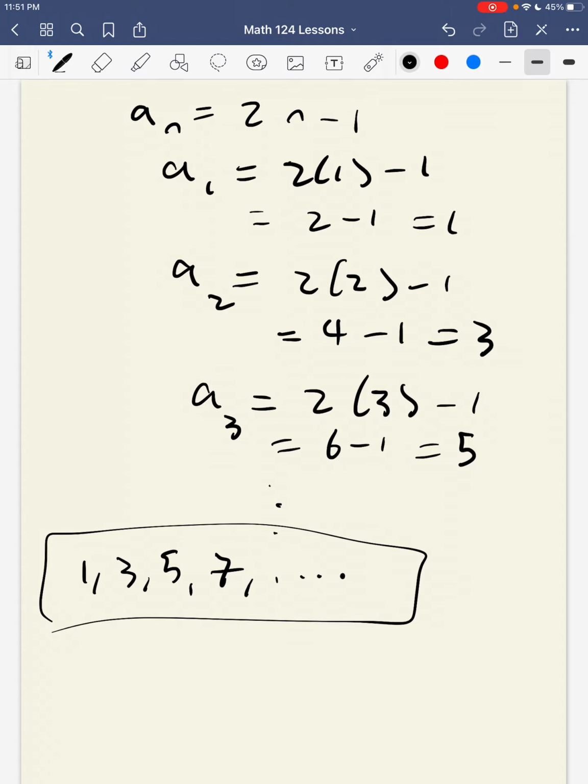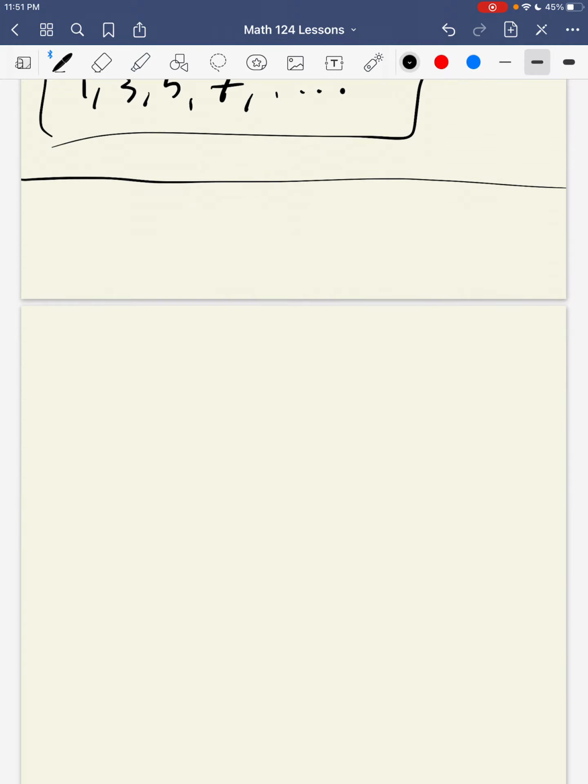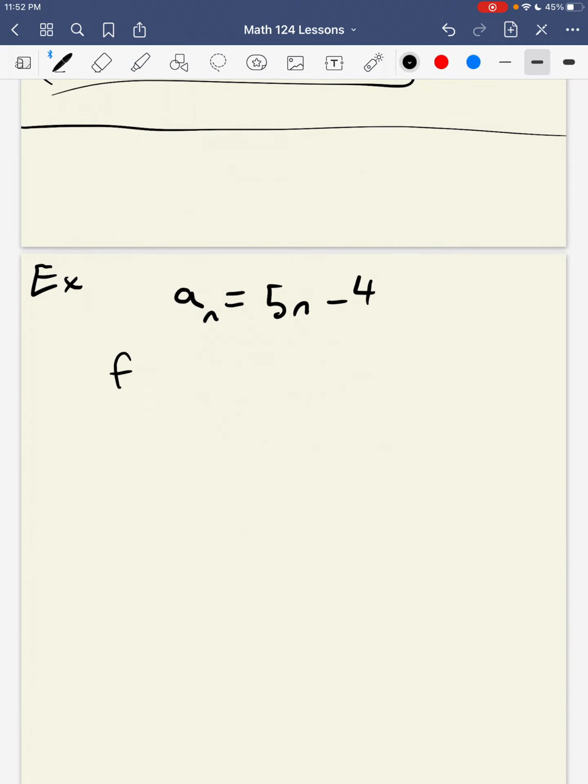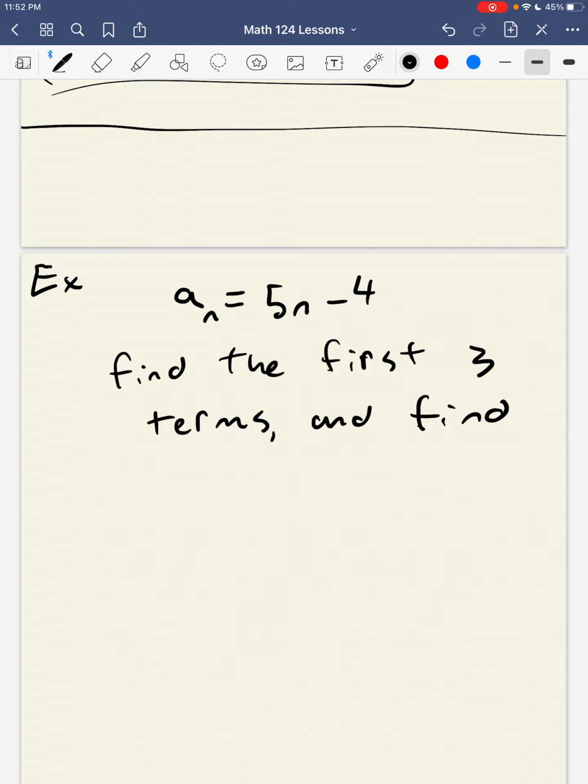Okay, now that we're a little more familiar with sequences, let's look at a few homework problems. So let's be given a formula 5n minus 4. Let's find the first 3 terms and find a10. Okay, so the first term we just plug in a 1. It's as easy as that. 5 times 1 minus 4 equals 1.